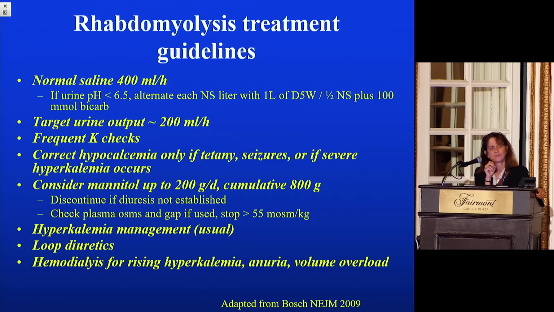Frequent potassium checks, as your hyperkalemia may be disproportionate to your drop in GFR. Potassium is released from muscle, and you can have strikingly high potassium in these cases. Do frequent K checks and manage hyperkalemia as one would typically in any case of AKI. Correct hypocalcemia only in the setting of symptoms, only in the setting of tetany, or if there is severe enough hyperkalemia and you're treating the cardiac manifestations of high potassium.